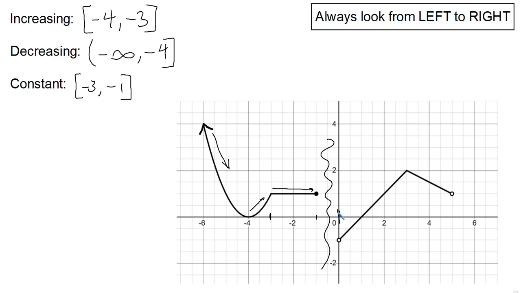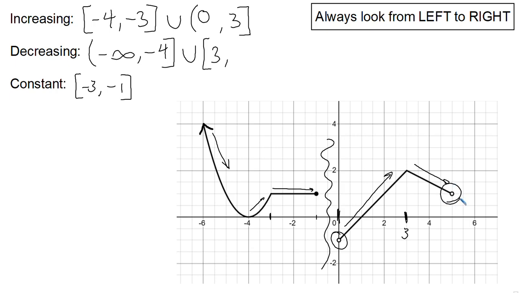But at x equals 0, it's now increasing again. So on our increasing interval, we'll put a u for union. We'll put our 0, and this time it's going to have a parenthesis because that's an open circle there. And we're increasing until we get to this x value here of 3 with a bracket. And then we're decreasing from 3 until we get to 5. So we'll put a union, an x value of 3. And because it's an open circle at the end, our 5 will have a parenthesis.